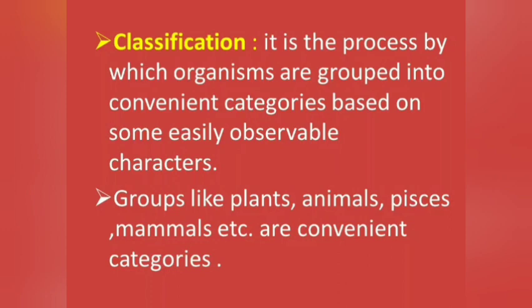Classification. It is the process by which organisms are grouped into convenient categories based on some easily observable characters. So groups like plants, animals, species, mammals, etc. are convenient categories. So all these groups, if you are getting it, you are grouping them into different categories. This process of grouping into convenient categories, we call it classification.